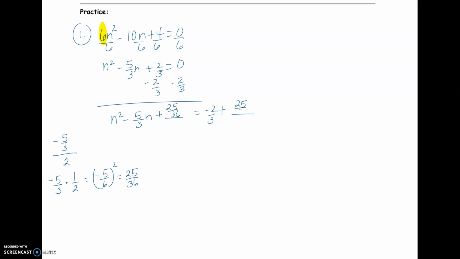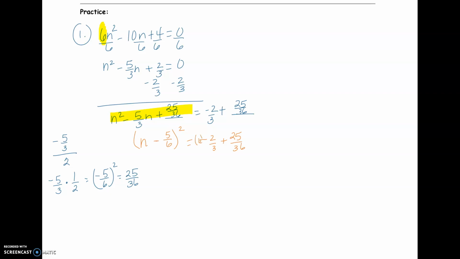I created a perfect square trinomial on the left. So now I'm going to write it as the square of a binomial. The square root of n squared is n. The square root of 25/36 is 5/6. I keep the operation being subtraction. Now I have -2/3 plus 25/36. Okay. I need a common denominator.